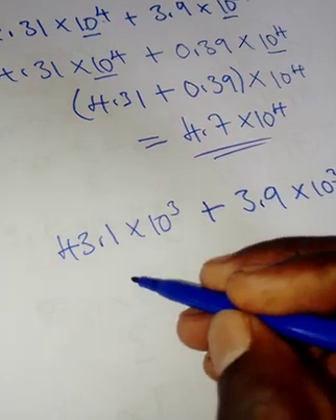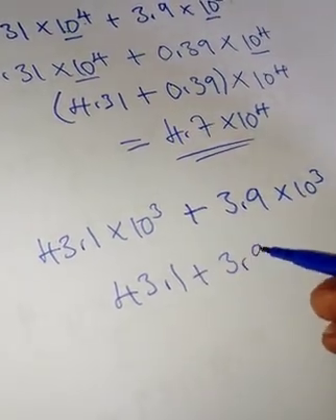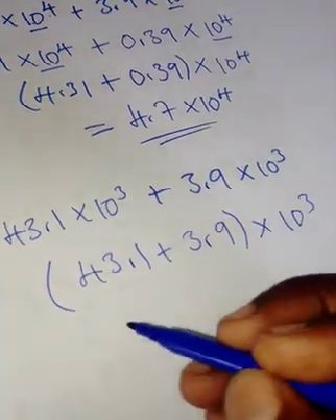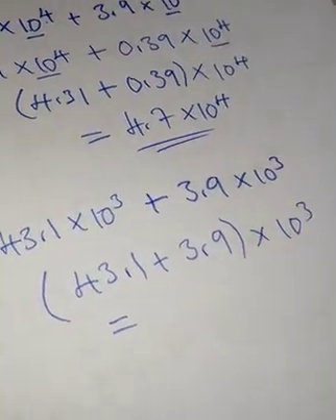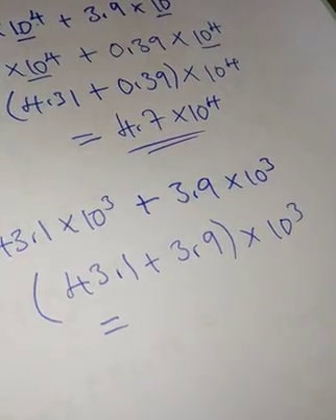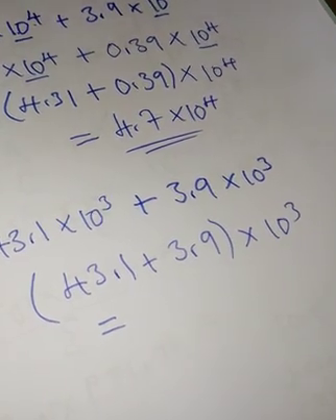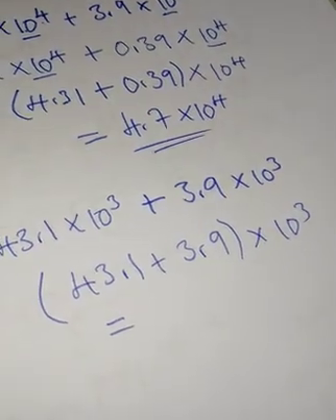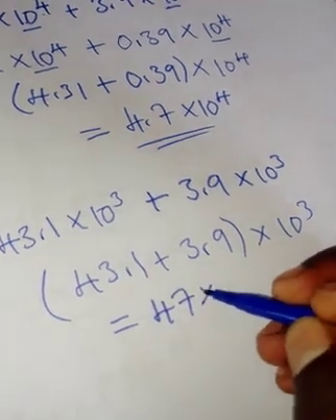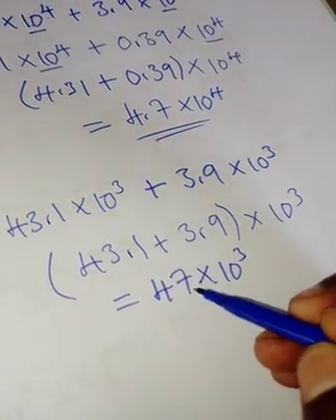So here we add 43.1 plus 3.9. Then you factor out times 10 to the power 3. So this will be equal to, let me just punch that on calculator. So 43.1 plus 3.9. Okay, so we are getting 47 times 10 to the power 3. Then in this case the decimal point is there.